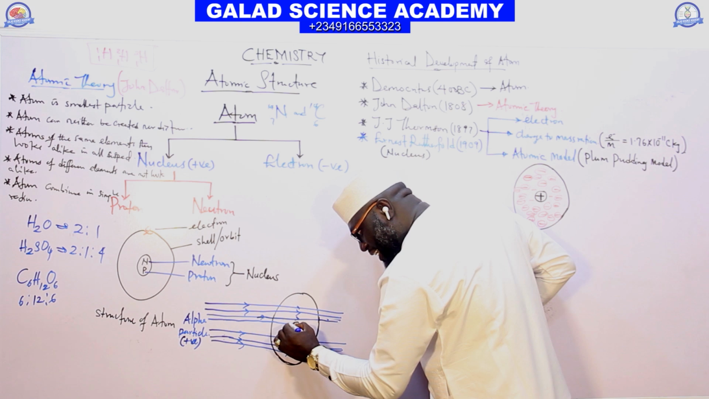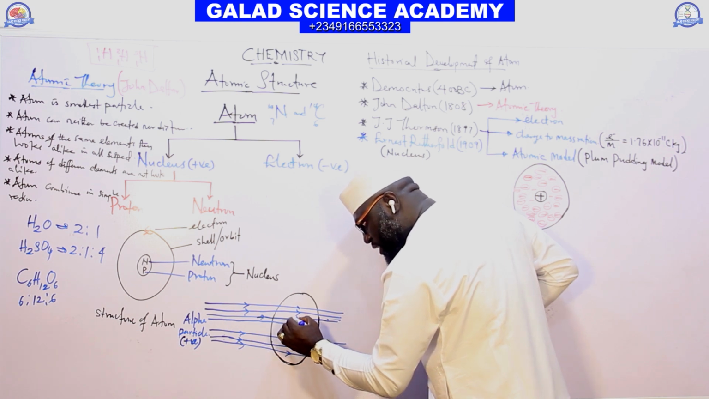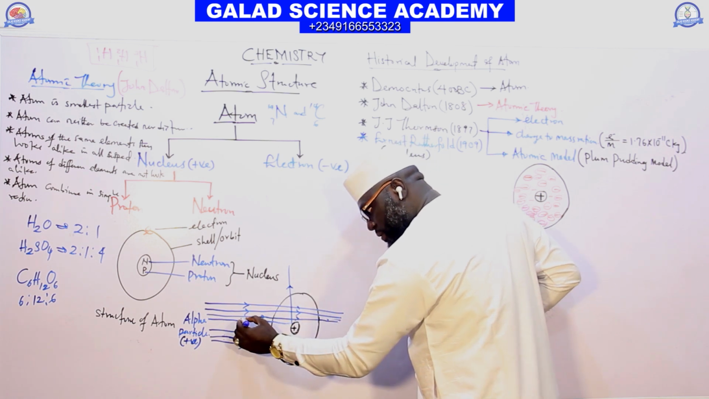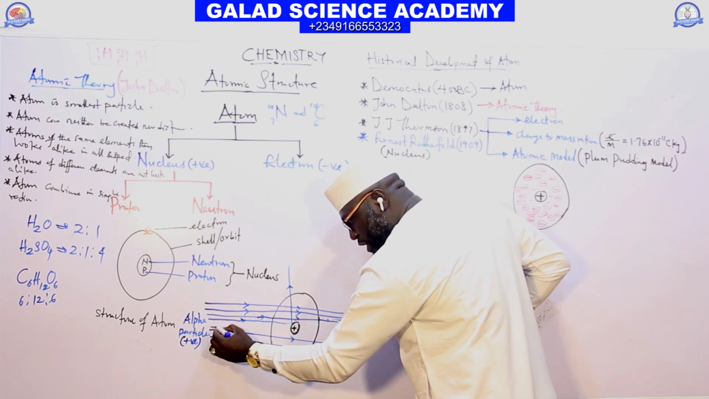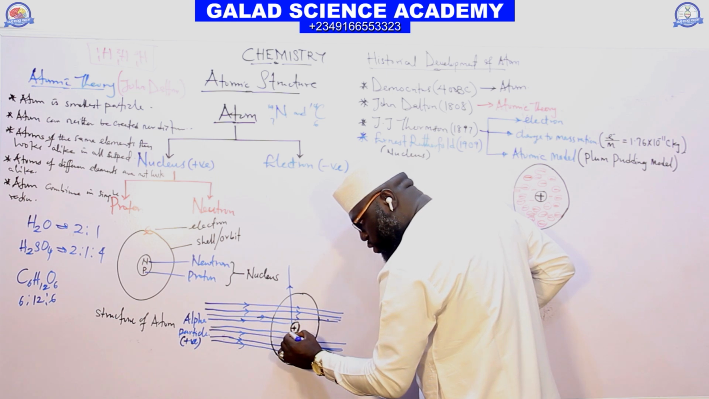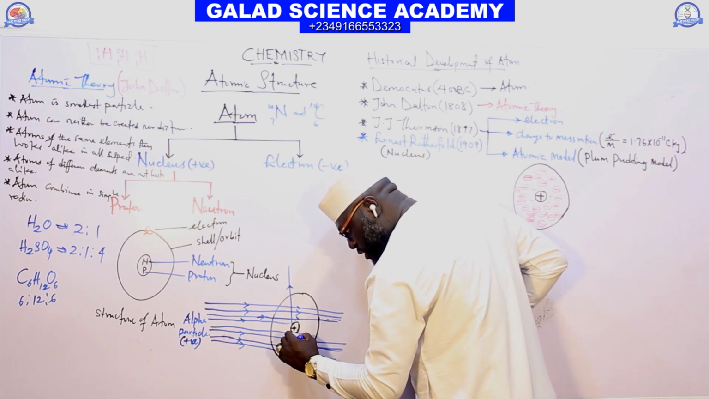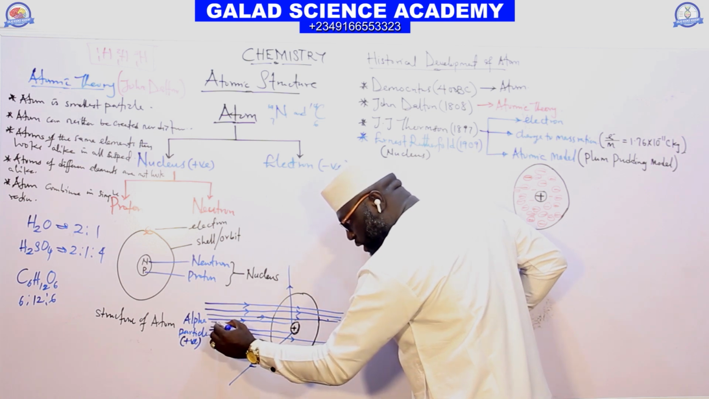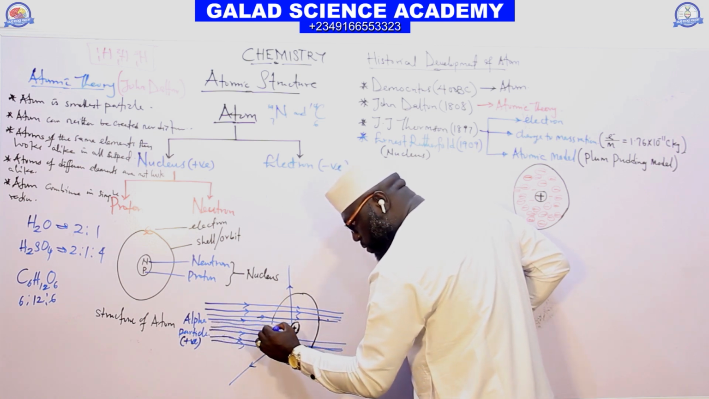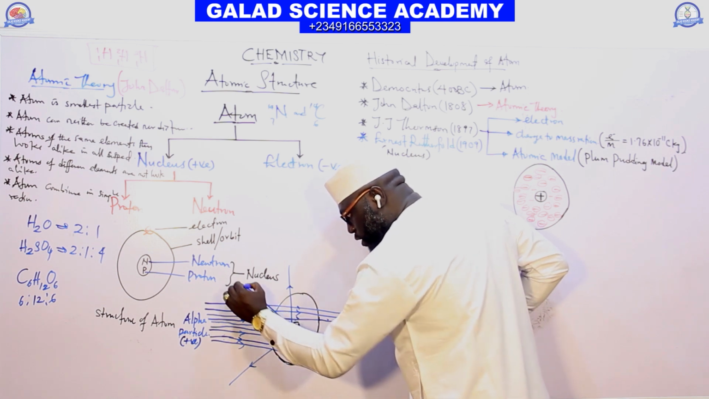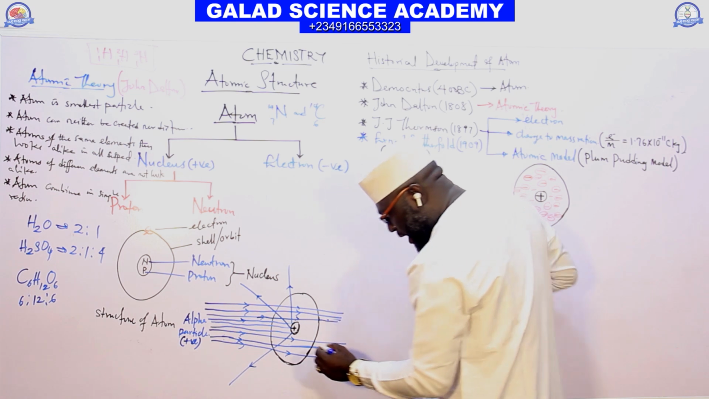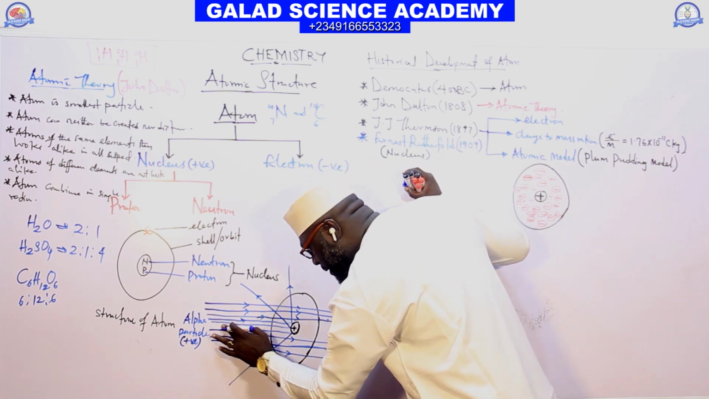So when this alpha particle is coming like this and gets to this one, it goes like this, and this one that's coming like this too also reflects back. This one that is coming like this too also bounces back. So let me try to put another one here.